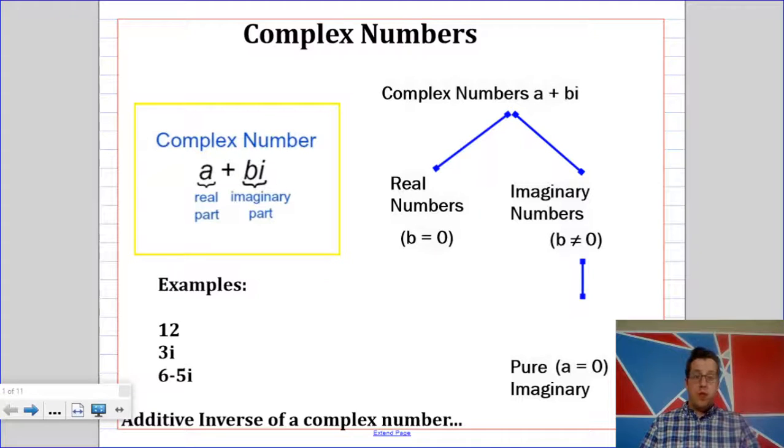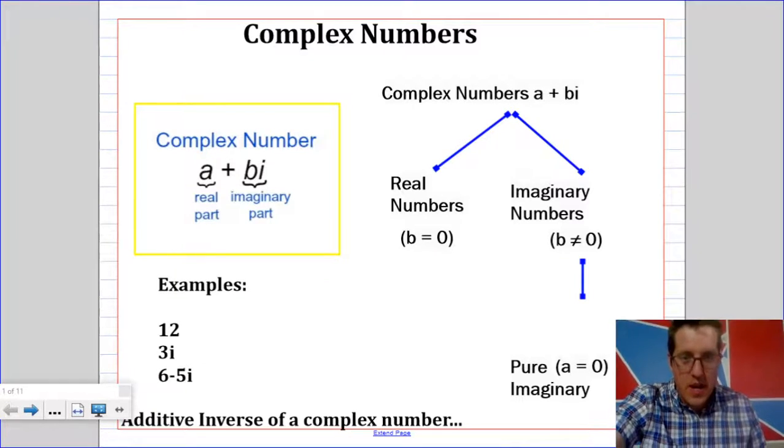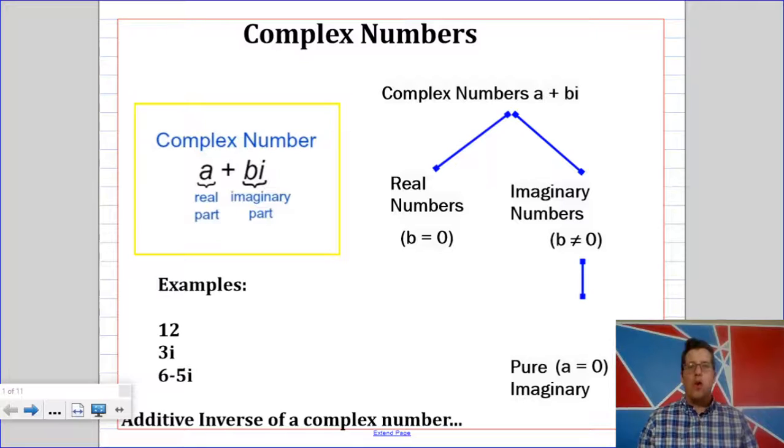Alright, so we are starting our next unit, which is on quadratic equations. But we are going to start with just a definition of complex numbers. So all numbers that you have dealt with thus far have been complex numbers. They have just been real examples of complex numbers. So complex numbers are numbers that are built of a real part and an imaginary part.